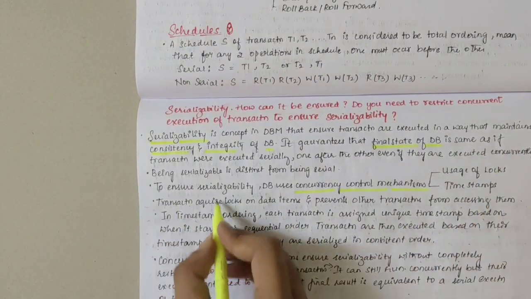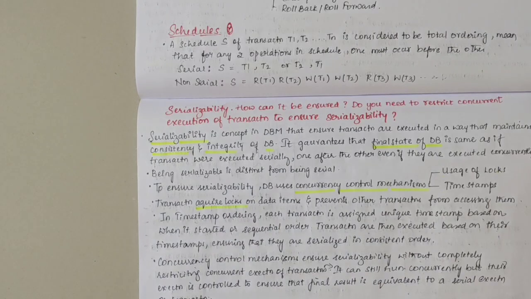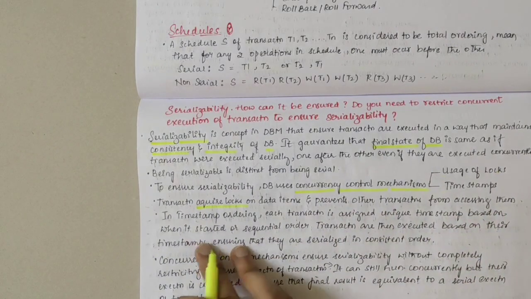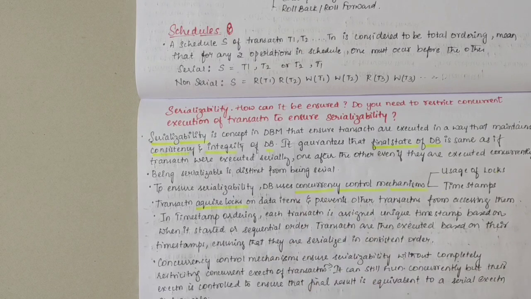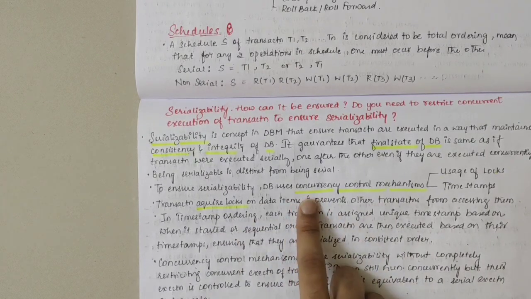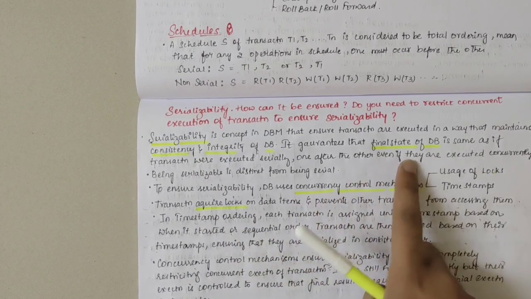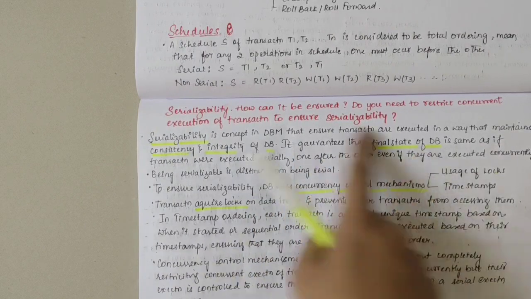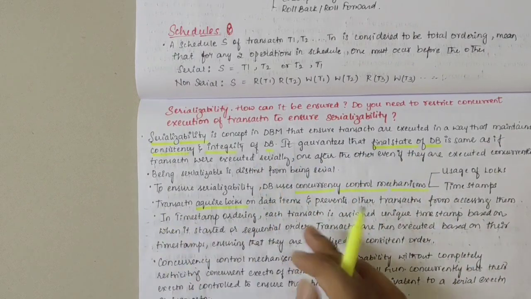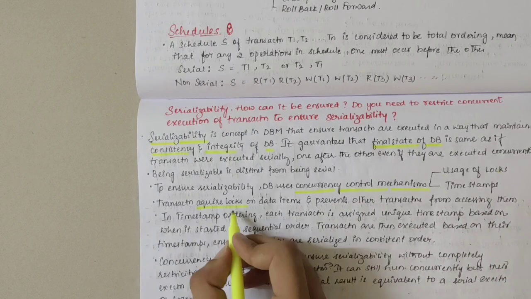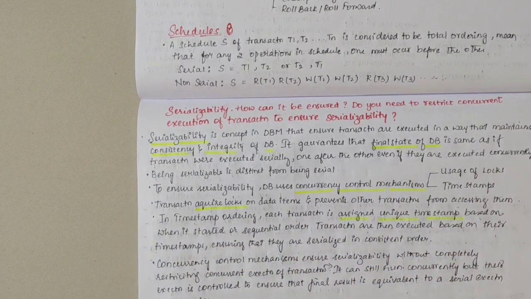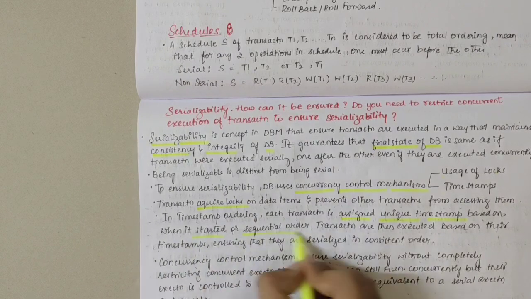In usage of locks, a transaction acquires a lock on data items and prevents other transactions from accessing it. By this, that particular data item would be reserved for that particular transaction. So if A is locked for T1, T2 cannot access it because it is locked for T1. So that's what acquiring locks means. In timestamp ordering, each transaction is assigned a unique timestamp based on when it started or sequential order.